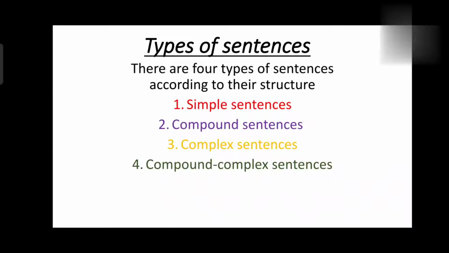Today the topic of discussion is types of sentences according to their structure and according to their meaning. Firstly, we describe the types of sentences according to their structure. There are four types of sentences according to their structure. Number 1, simple sentence. Number 2, compound sentences. Number 3, complex sentences. Number 4, compound complex sentences.